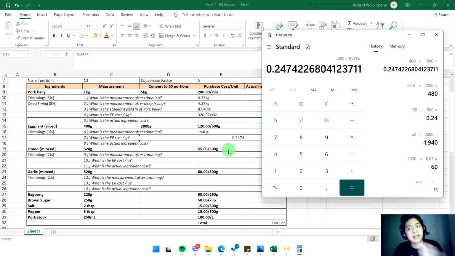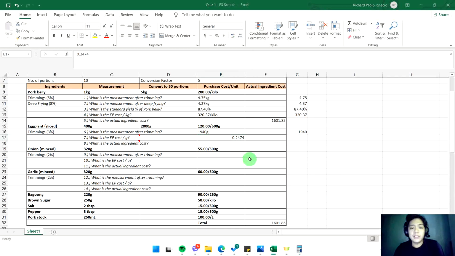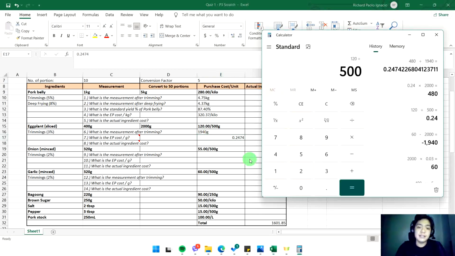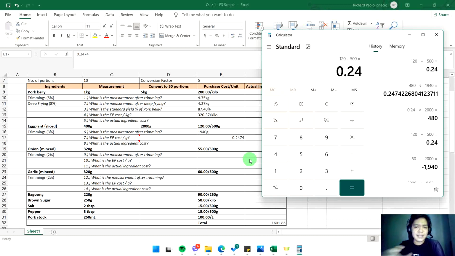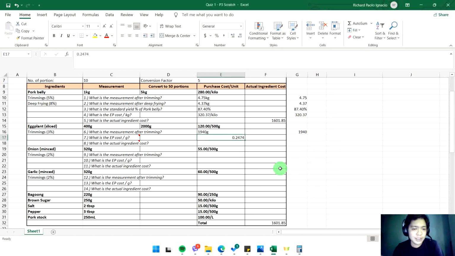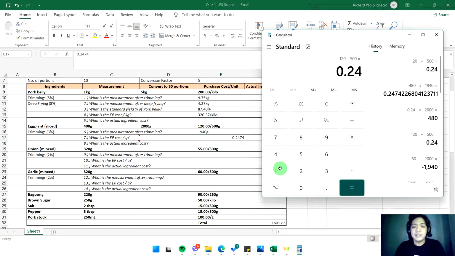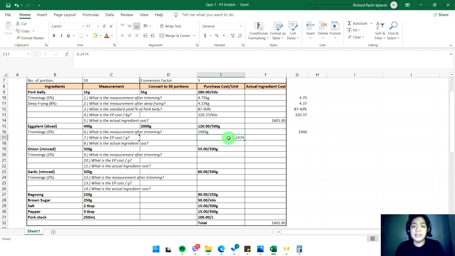Ang difference niya, kung makikita ninyo, 120 divided by 500, ito yung as purchased weight, ha? 0.24. So tumaas ng konti. Konti lang ang tinaas niya, kasi 3% lang naman yung trimmings natin eh. So 0.2474 ang ating EP cost per gram. And ito ang gagamitin natin.